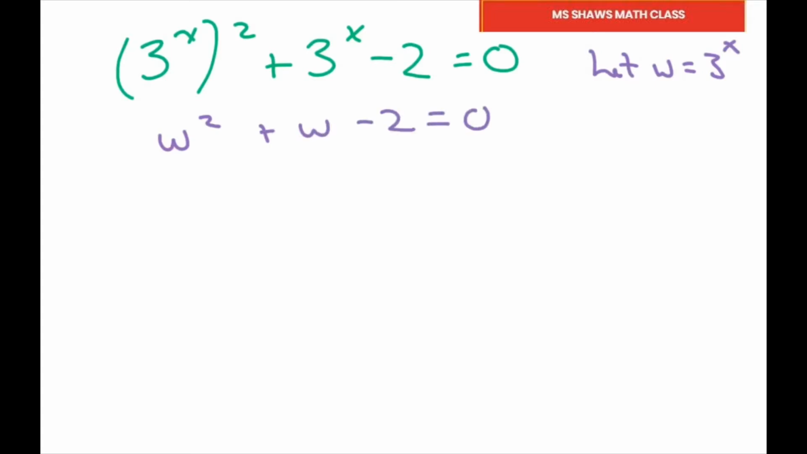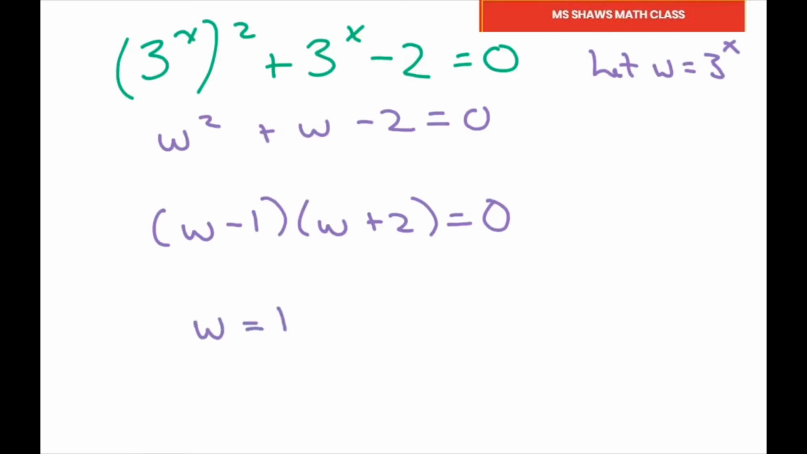Then you factor that, and you're going to get w minus 1 times w plus 2 equals 0. Alright? Then you would get w equals 1 and w equals negative 2. And then you'd have to substitute back in your 3 to the x. So you're going to get 3 to the x equals 1 and 3 to the x equals negative 2.